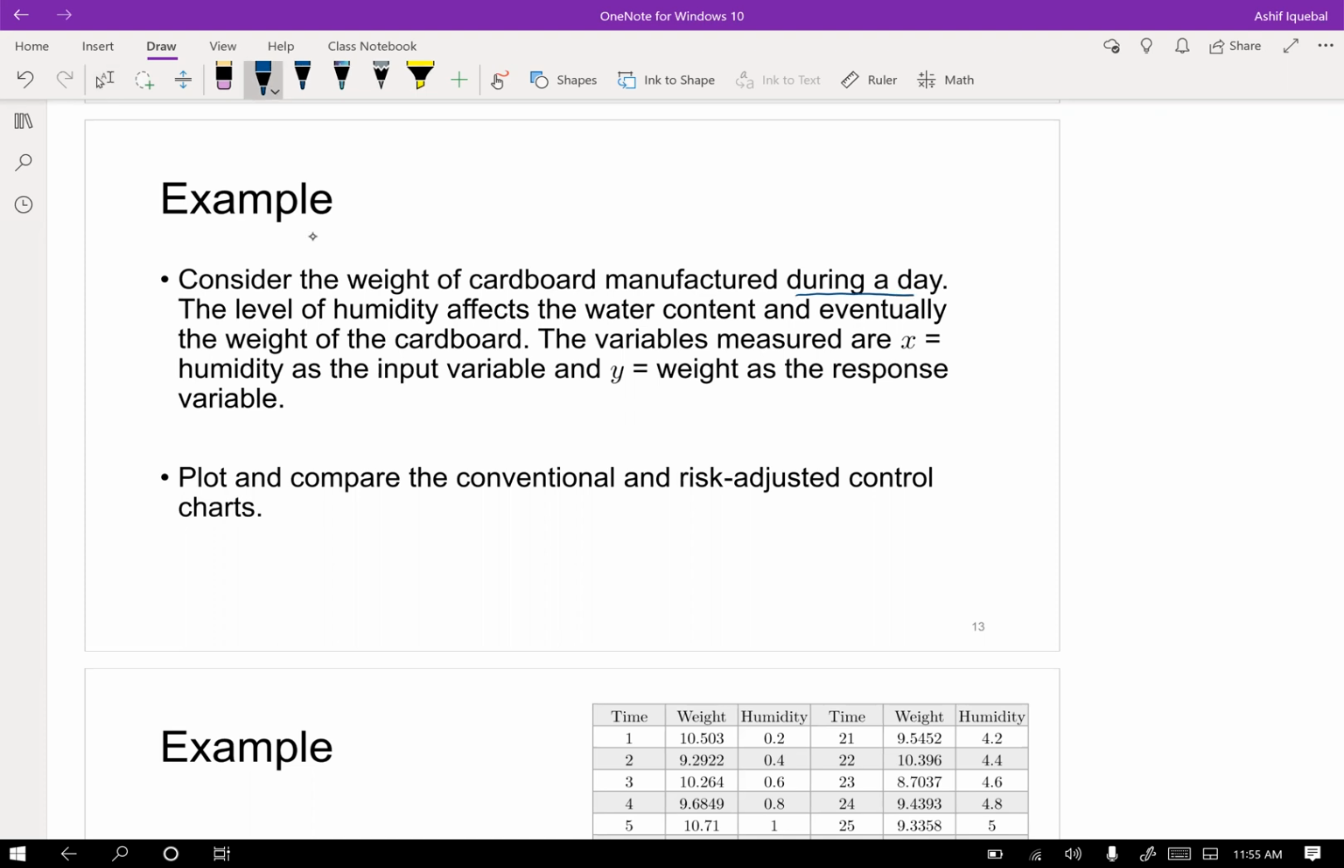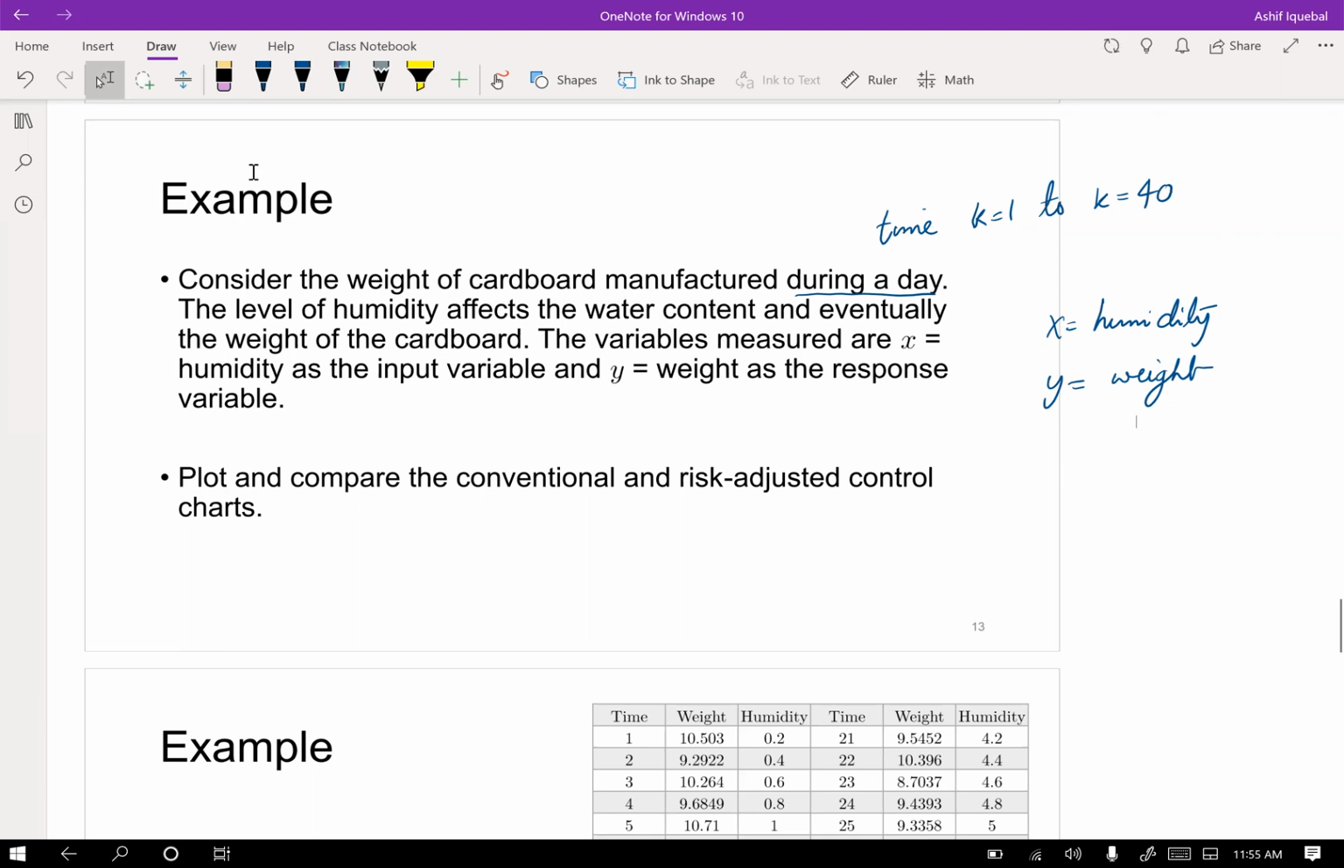When I say during a day, it's from time k equals 1 to k equals 40. This could be any time, but we'll just consider 40 different timestamps throughout the day. The level of humidity affects the water content and eventually the weight of the cardboard. This is known. The variables measured are x equals humidity, which is our input, and y is the weight of the cardboard, or the response.